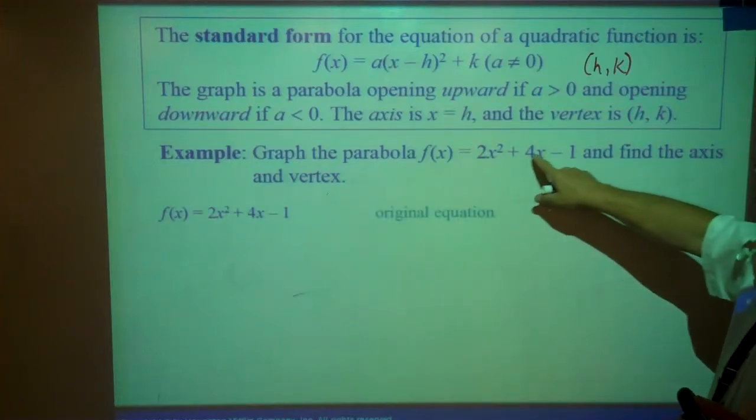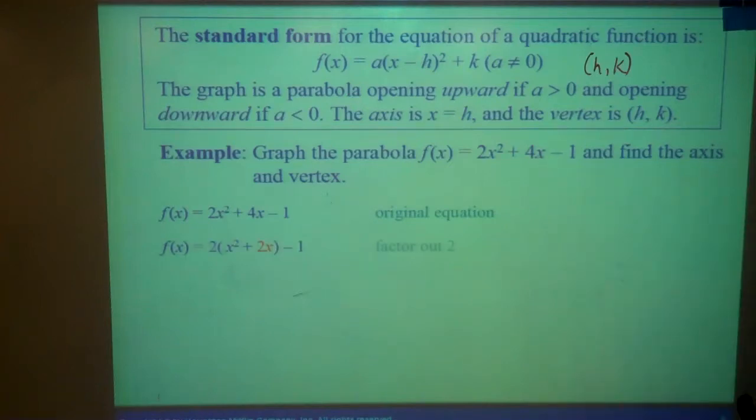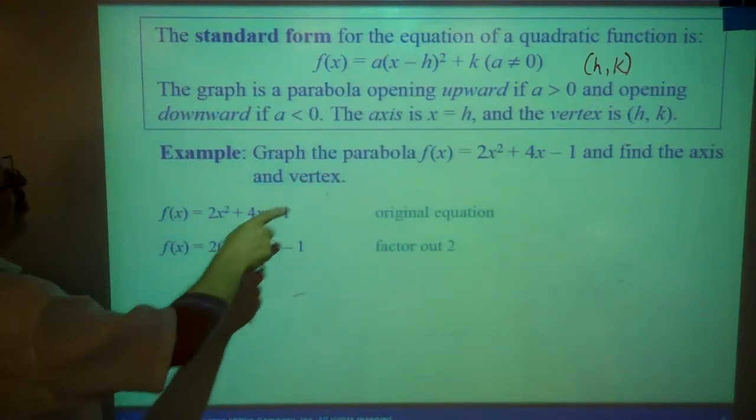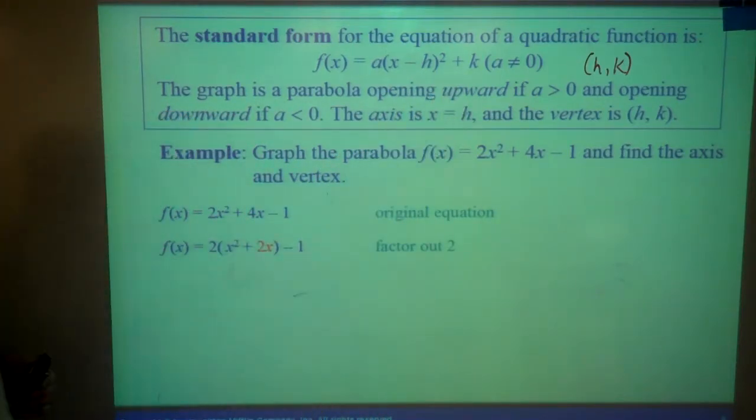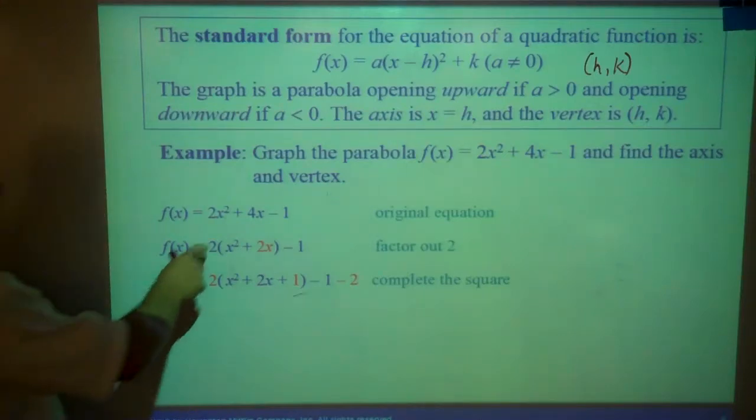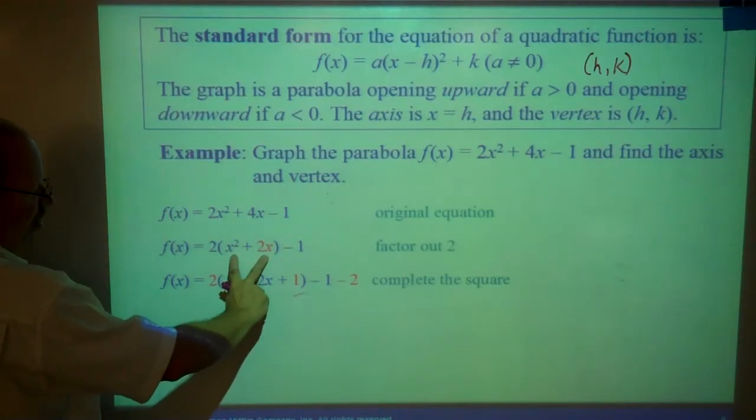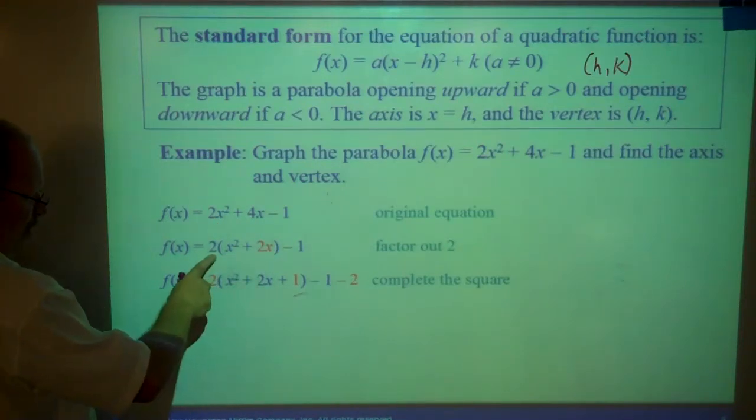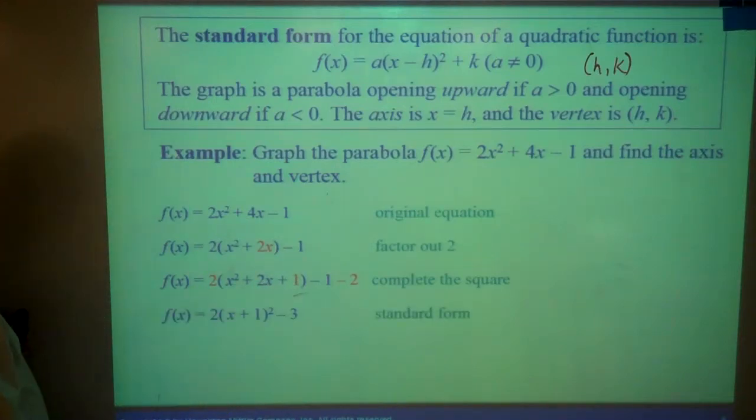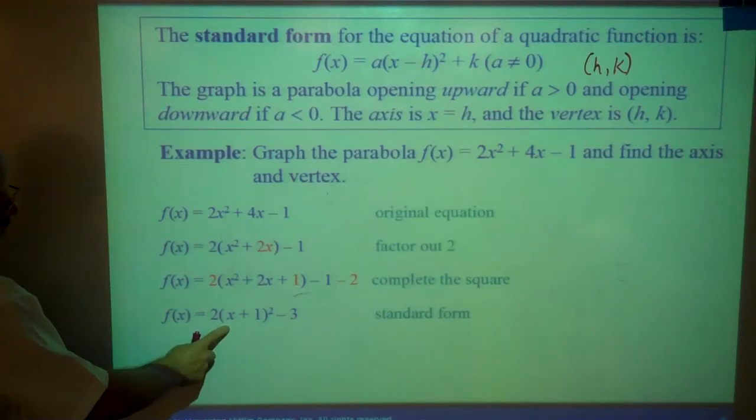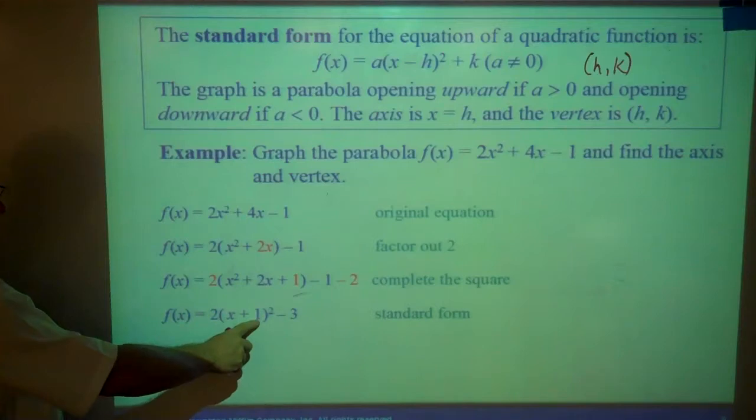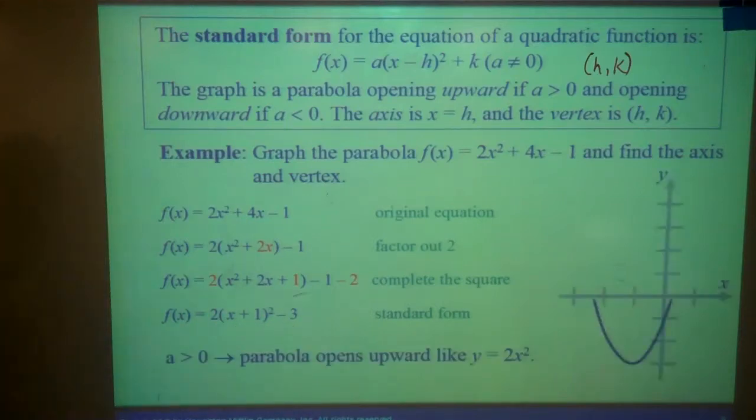So if we wanted to take this and graph it, what we would need to do is put this into the standard form. And what we're seeing here is that they've grouped these two terms, factored the common factor out, factored it again, and rewritten it in the standard form. We see our vertex is going to be the point -1, -3.